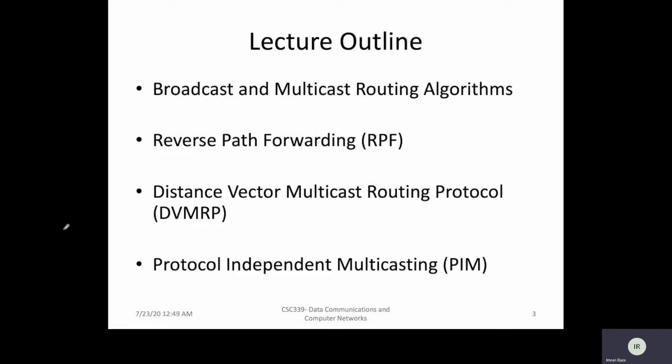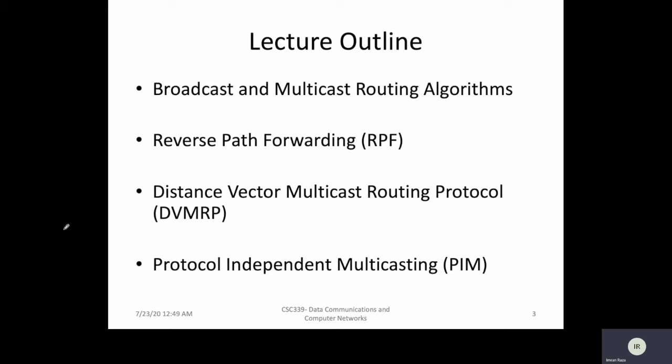Today we'll talk about broadcast and multicast routing algorithms. Then we'll discuss reverse path forwarding. It's a controlled flooding mechanism to transfer data to different multicast nodes.